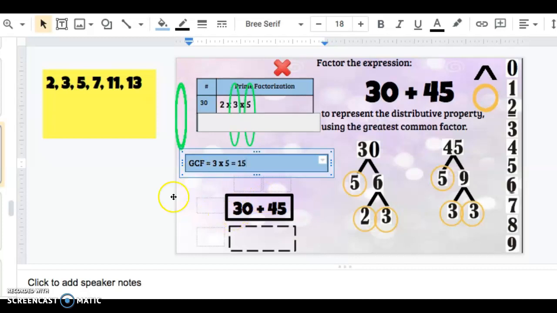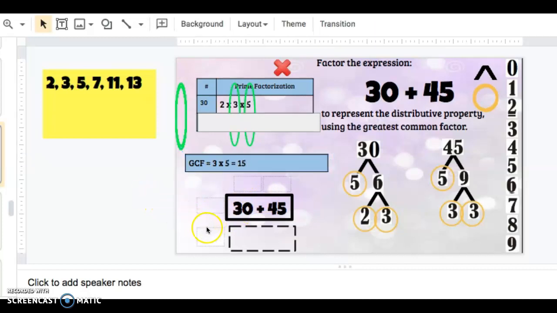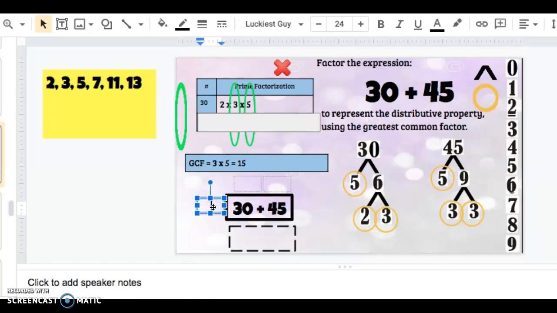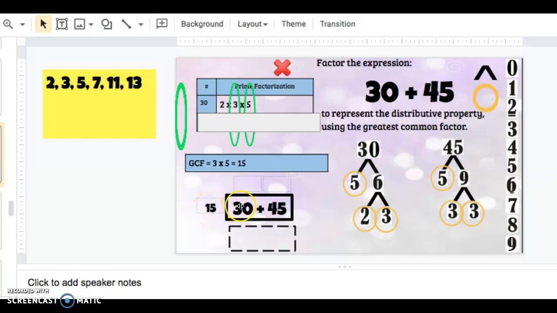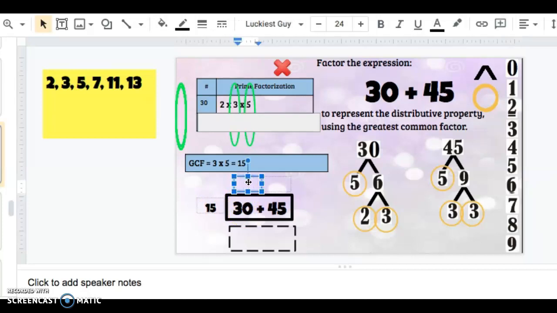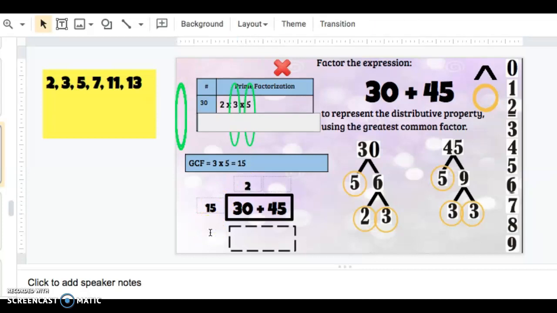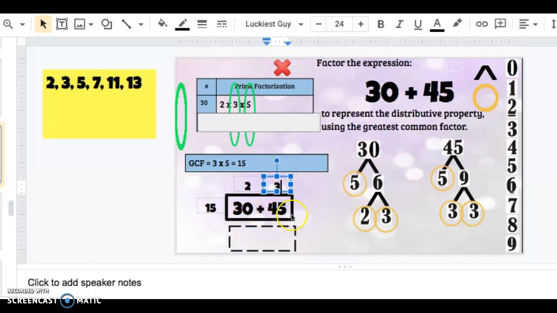Okay, so now like we were doing before, our GCF goes here. We put 15. Now we have to ask ourselves, 15 times what gives me 30? Well, 15 times 2 gives me 30. 15 times what gives me 45? 15 times 3 gives me 45.